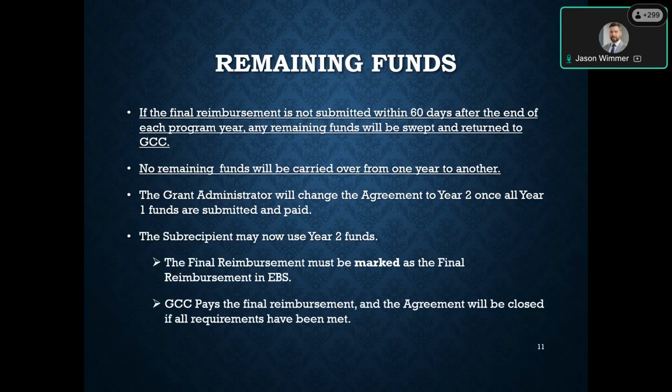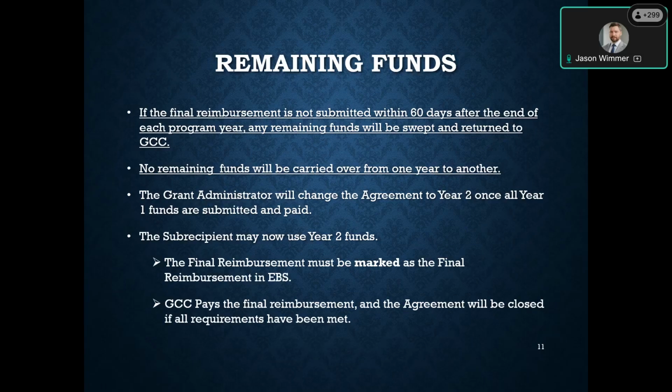The grant administrator will change your grant from one year to the next, so from year 1 to year 2, and/or close the grant at your request once all documents are met at the end of the period of performance. Proper documentation does keep us from having audit findings and having you to have to repay any federal funds.